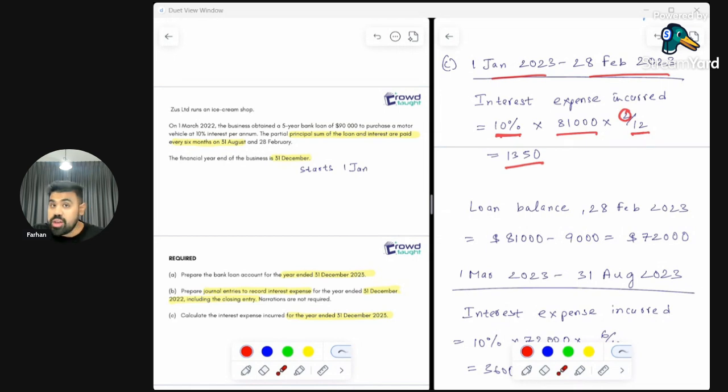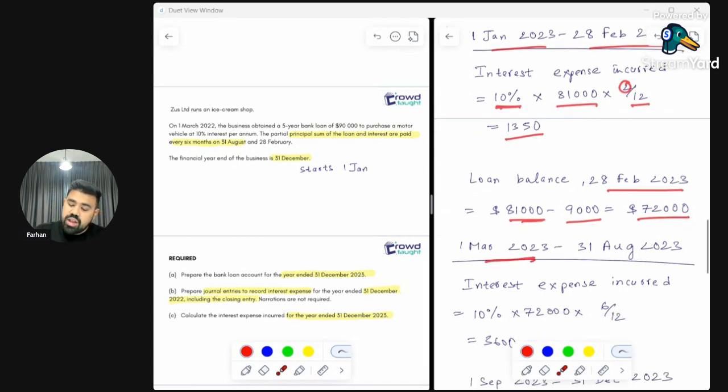We know on 28th February, we're going to make a loan repayment of $9,000, which means our loan balance at the end of 28th February 2023 would be the difference between the previous loan amount of $81,000 minus the $9,000 new repayment, which would leave us with $72,000, okay? Then from 1 March 2023 until 31 August 2023, which is the 6-month period, we will calculate the interest expense on this $72,000 loan that's left.